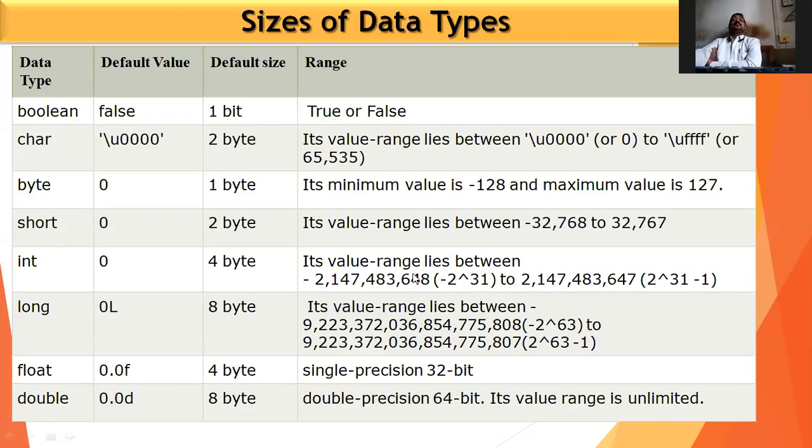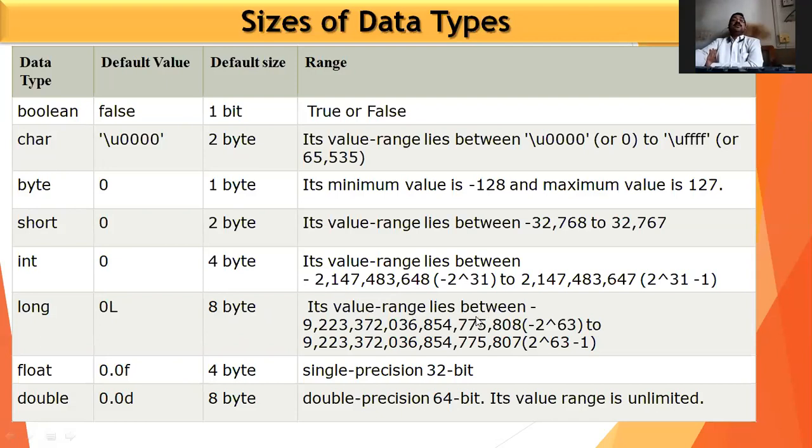See here, all these values are integer data values. The range is very big. Next is again the long data type. The long data type has a default value of 0L, and the default size is 8 bytes. See, a character in C language takes only 1 byte, but in Java a character takes 2 bytes, and the long takes 8 bytes in Java.